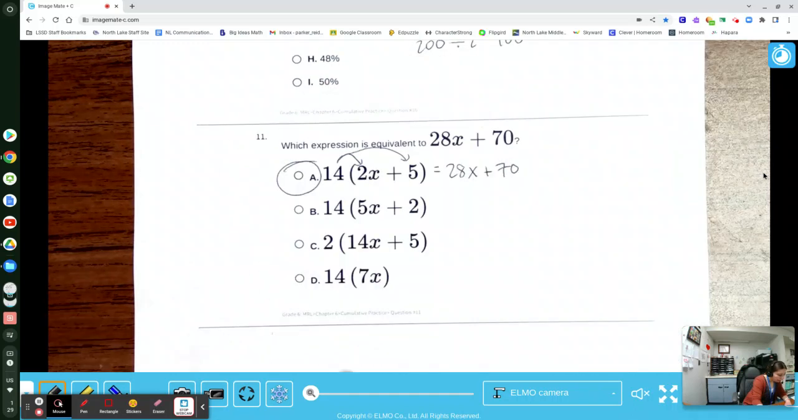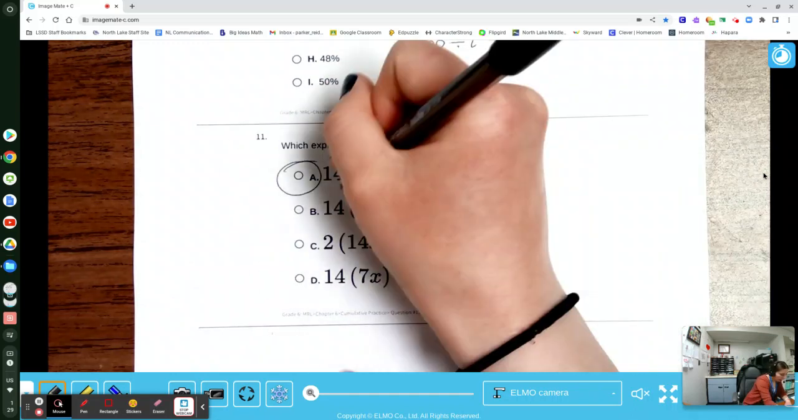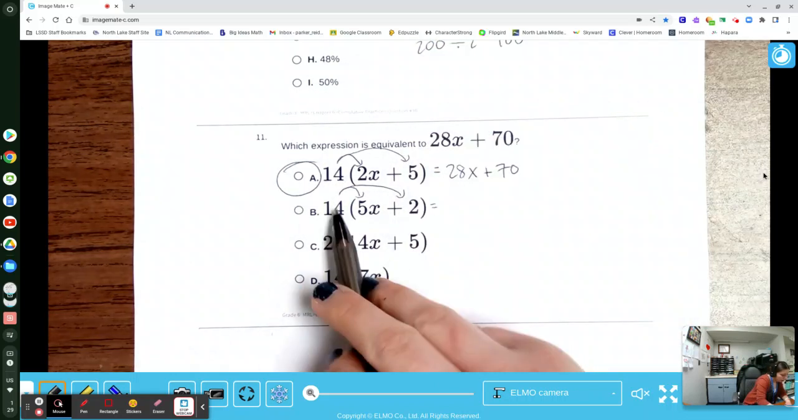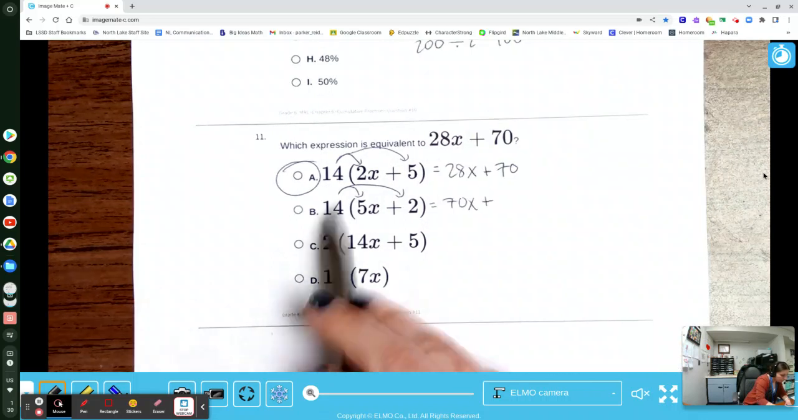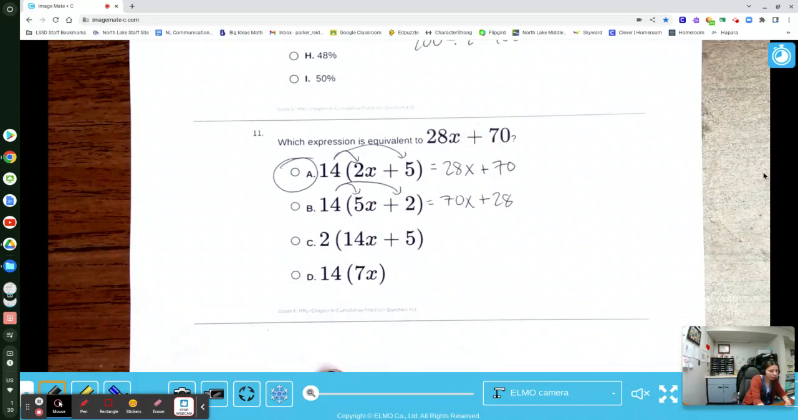It is option A. I'm just going to show you one more to show why it doesn't work. I would multiply 14 by 5x and by 2. So 14 times 5 is 70. So 14 times 5x is 70x. And then 14 times 2 is 28. So this one would kind of be backwards or opposite.